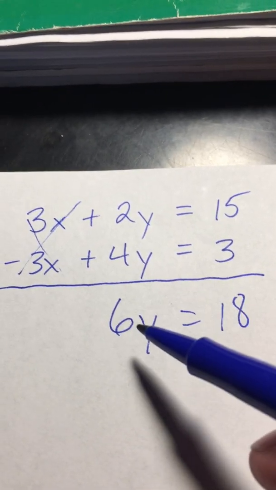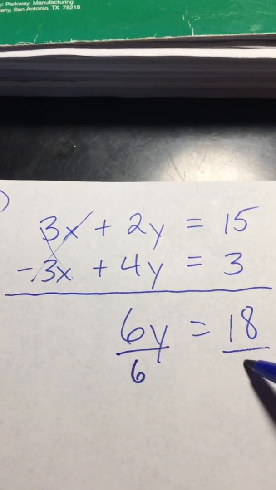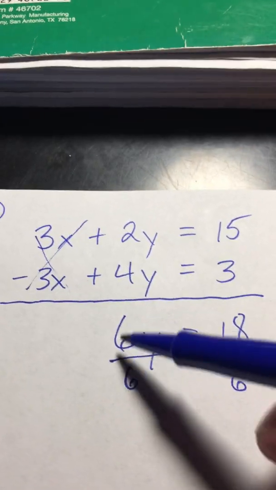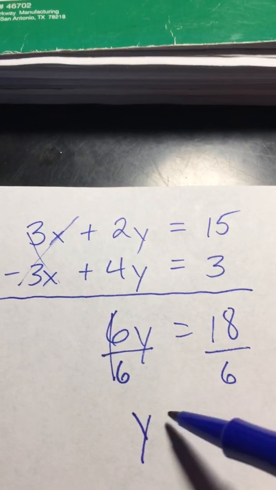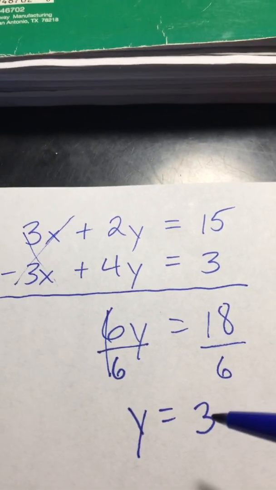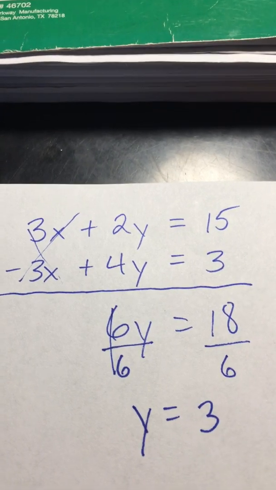So, of course, this is multiplication. How do you undo multiplication? You divide by 6. If I divide one side, I must divide the other side. So again, whatever you do to one side, you do to the other side. The 6's have now canceled out. Y is by itself. It is equal to 3. So y is equal to 3, and that is part of the point where these two lines intersected.